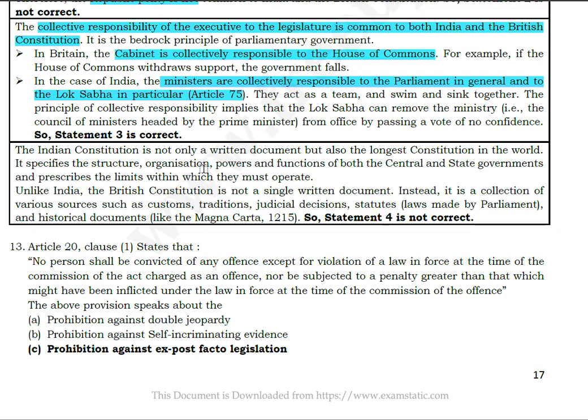Unlike India, the British Constitution is not a single written document. Instead, it is a collection of various sources such as customs, traditions, judicial decisions, statutes, laws made by the parliament, and historical documents like Magna Carta. So the British Constitution is not a single written document. It is a collection of various sources such as customs, traditions, precedents, judicial decisions, statutes, and historical documents like Magna Carta.